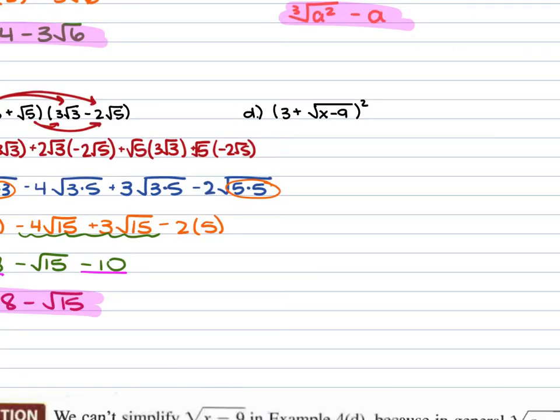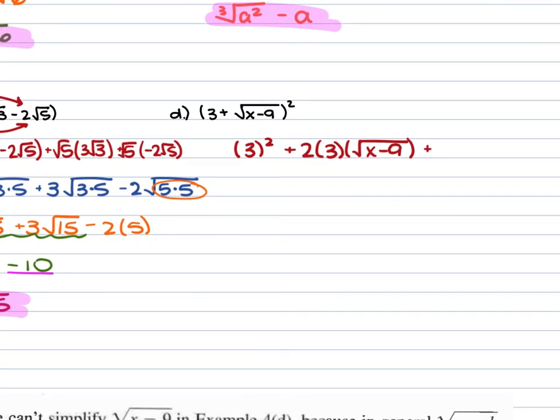For example D, we have 3 plus the square root of x minus 9 all squared. We're going to use our rule for a binomial squared with the addition inside there. So we're going to have our first term, which is 3 squared, plus 2 times the first term, which is 3, times the second term, which is the square root of x minus 9, plus the square root of x minus 9 squared.